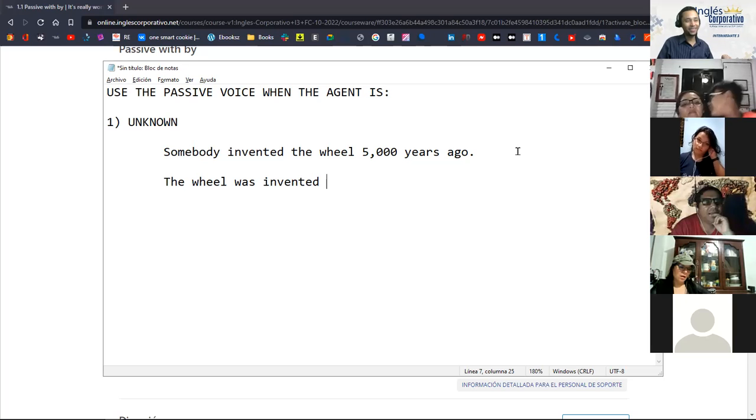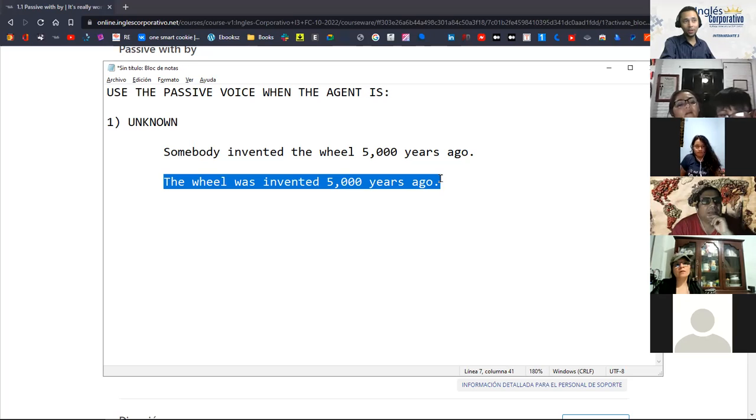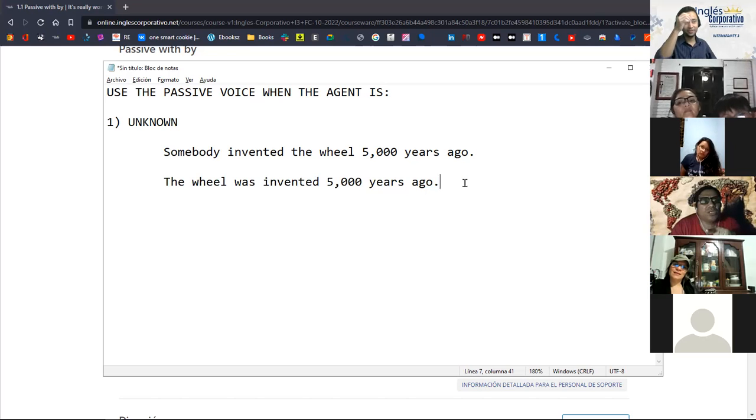Ahí ya no ocupamos by. The wheel was invented, y ahí solo decimos 5,000 years ago. Okay. Queda mejor la oración pasiva precisamente por eso, porque no sabemos quién es el agent, no sabemos quién inventó la rueda. Alguien la inventó en algún momento, pero a saber quién fue. Entonces en ese momento no se usa by porque no sabemos. The agent is unknown. We don't use by. El by nos presenta al agent, pero si no sabemos quién es el agent, entonces simplemente no lo incluimos. The wheel was invented 5,000 years ago.